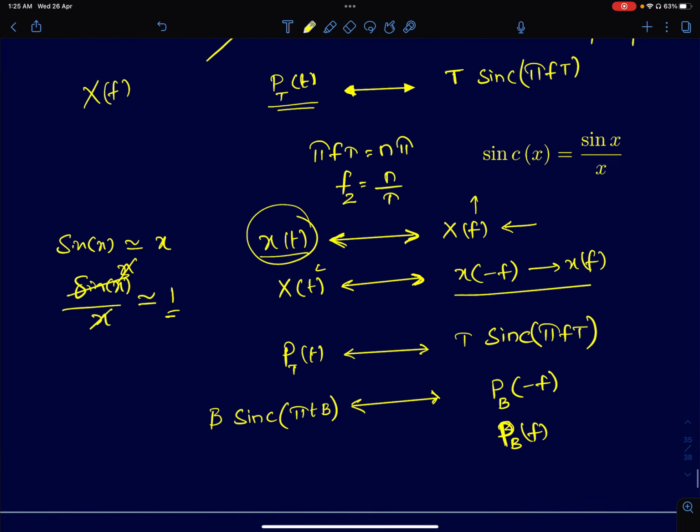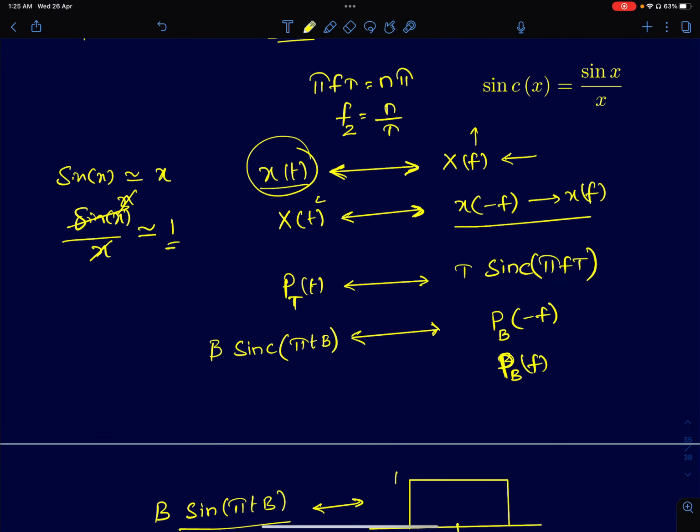So this is what we are going to use. If I have a pulse function of width T seconds, I can write p_T(t) transforms to T sinc(pi f T). Now I'll take this function and just replace T by B. B is just a variable; instead of T, I'm just using a different variable B here. So B sinc(pi t B), with f replaced by t, will have a Fourier transform of p_B(-f). Whatever is present here will be the pulse width in the frequency domain. So here it's a sinc function.